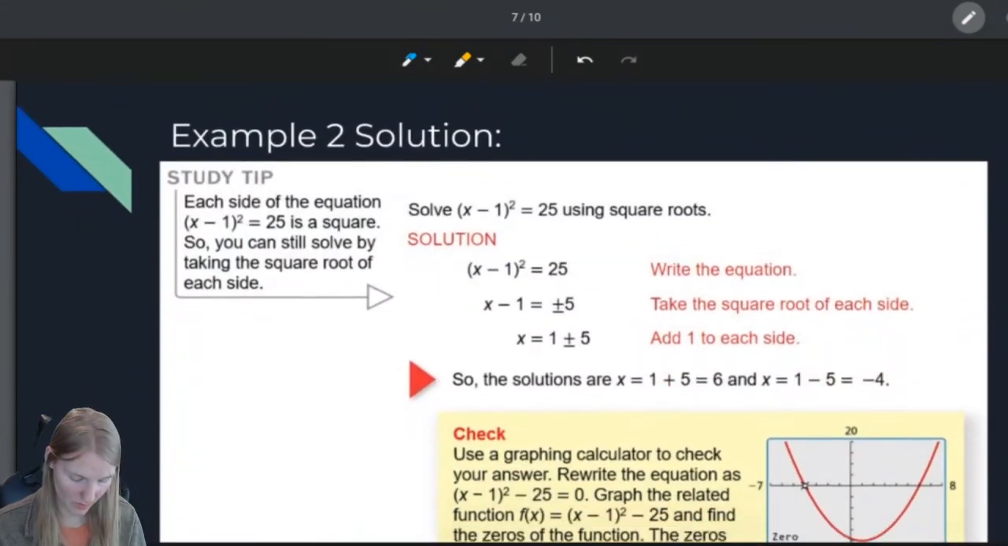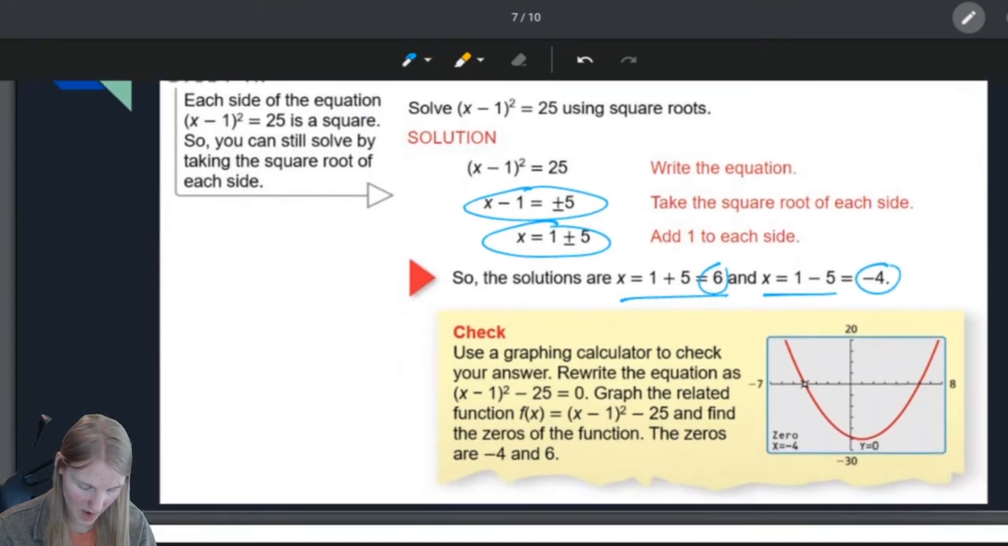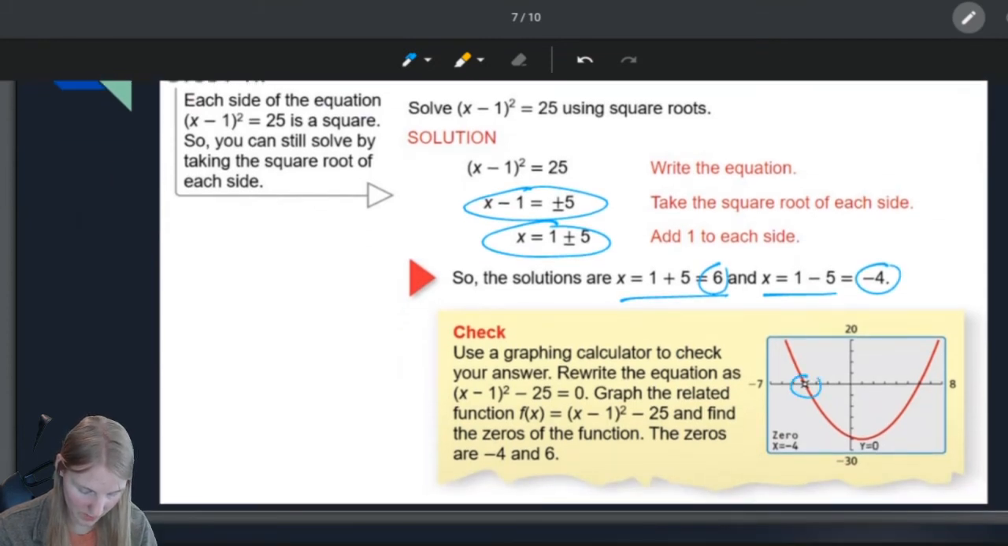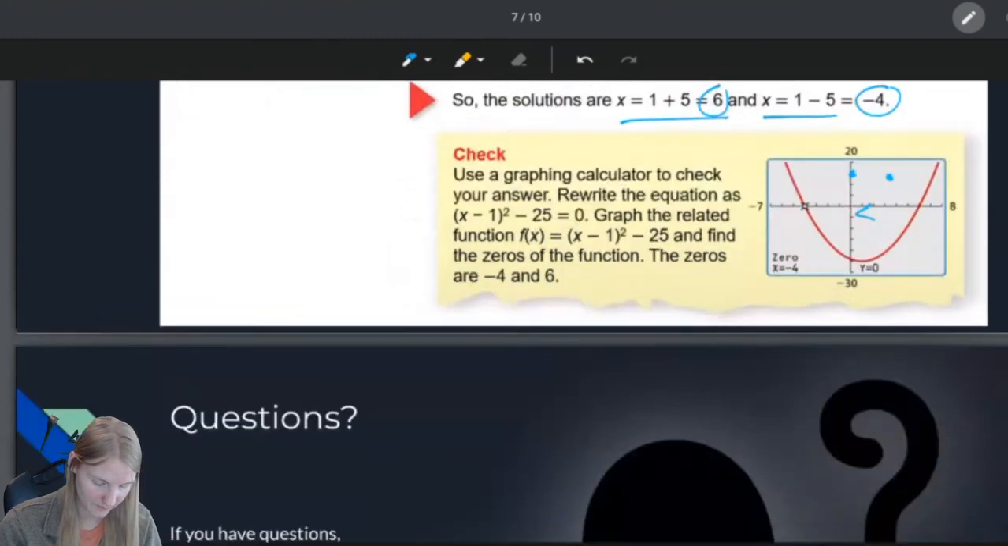Let's make sure that we were right. X equals 1 plus or minus 5. X equals 1 plus 5, x equals 1 minus 5, so 6 and -4. And look at that, they even use a graphing calculator to check the x-intercepts, just like we did in the last lesson. So yeah, we were right, and we can put a smiley face on this graph.